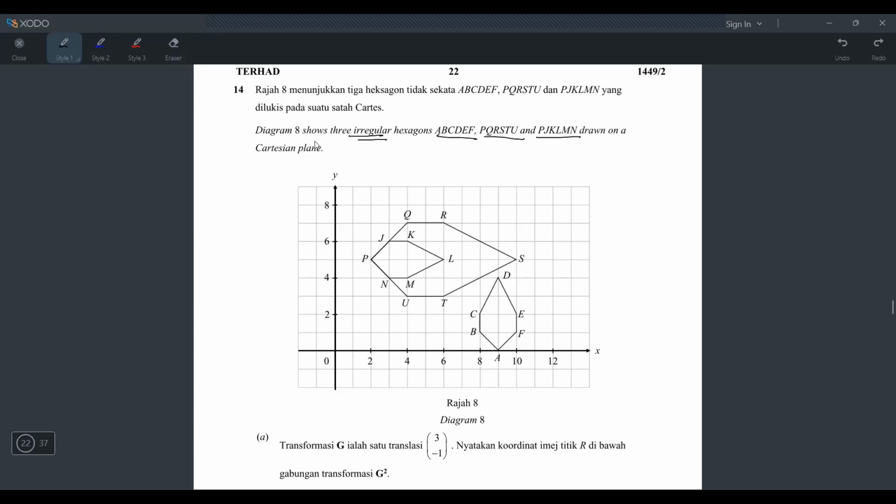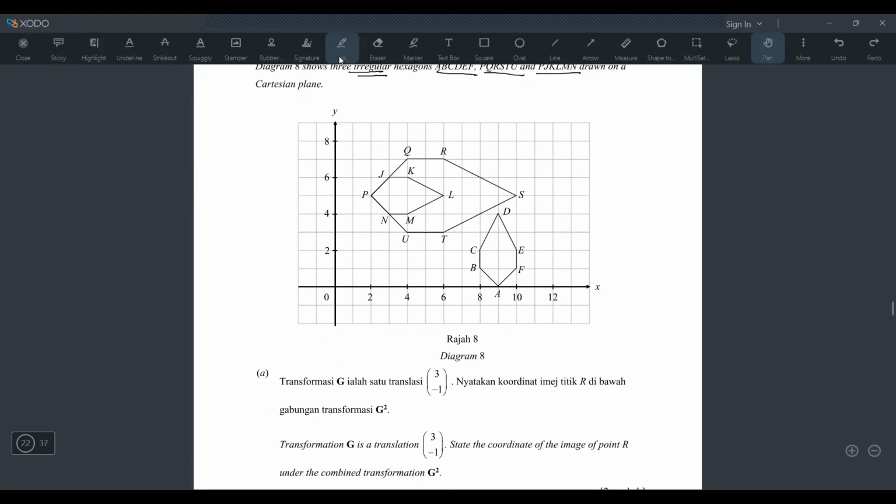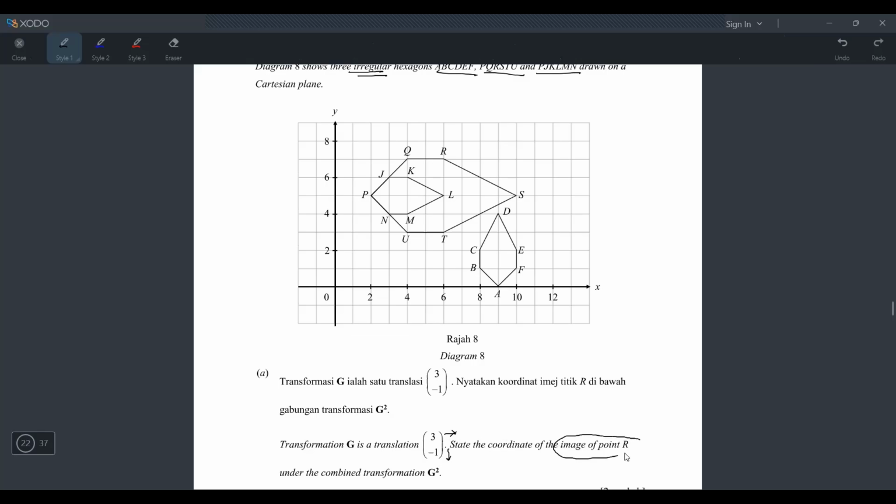And then they say drawn on a Cartesian plane. But now we still don't know which one is the object and which one is the image. So don't say, oh sir, of course the big one is the image. No such thing. You cannot assume like that. You have to read the question. But part A, they never ask you to do that first. A asks you to find what? Transformation G is translation (3, -1). So 3 here means to the right, and -1 here means downward. The top number is for left-right movement, and the bottom number is for up-down movement. 3 is to the right because it is positive, -1 is downward because it is negative. And then state the coordinate of the image of R. Good thing I read this line.